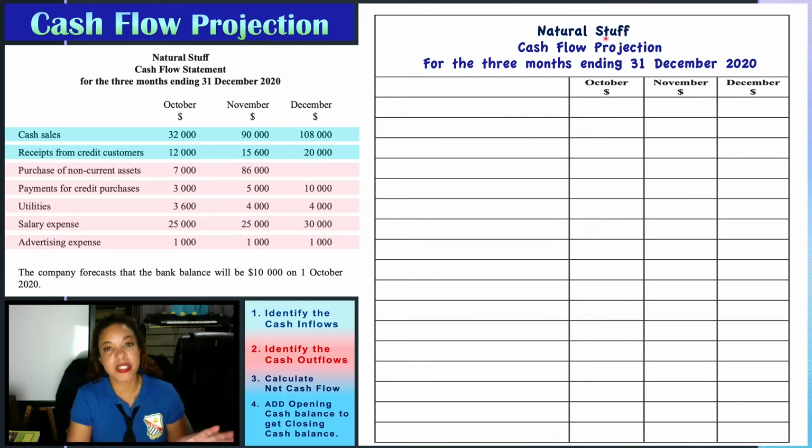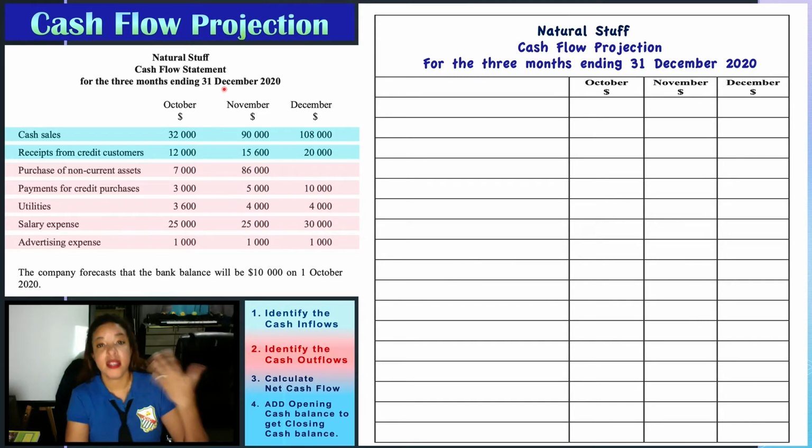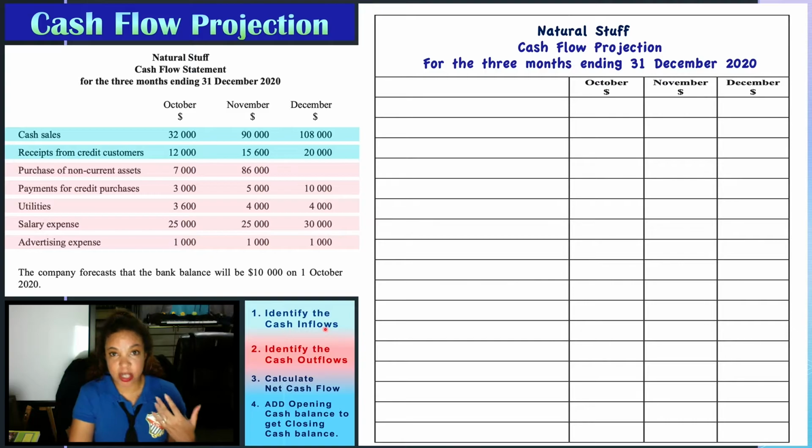Make sure you still put the name of the business and all that, okay? You can put it like this or however the question has it, because as you saw in my example before, I just had cash flow projection and then the months, and that's okay. What's really important is what we are going to do next. Remember, we start with the cash inflows. We identified our cash inflows, so we are now going to put them here. Your heading is receipts, and we have these 2 items.